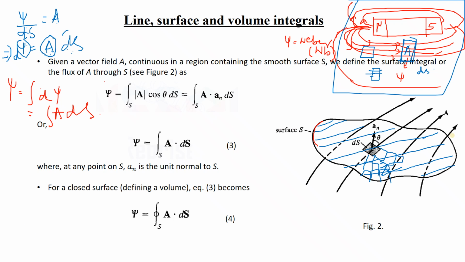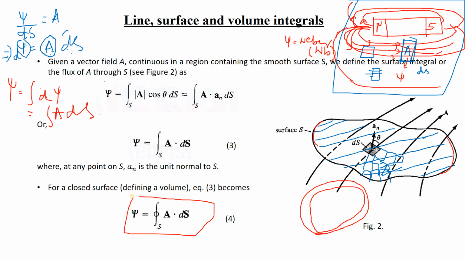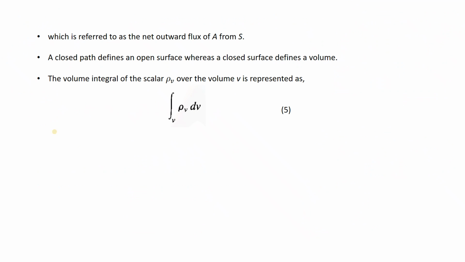Now what is the meaning of a closed surface? A closed surface means this part and this part should touch each other. That means a closed surface like this. If this is closed, and this part and this part are touching, then we will get a closed surface. That is called a closed surface integral. So see this line carefully: a closed path defines an open surface, whereas a closed surface defines a volume.